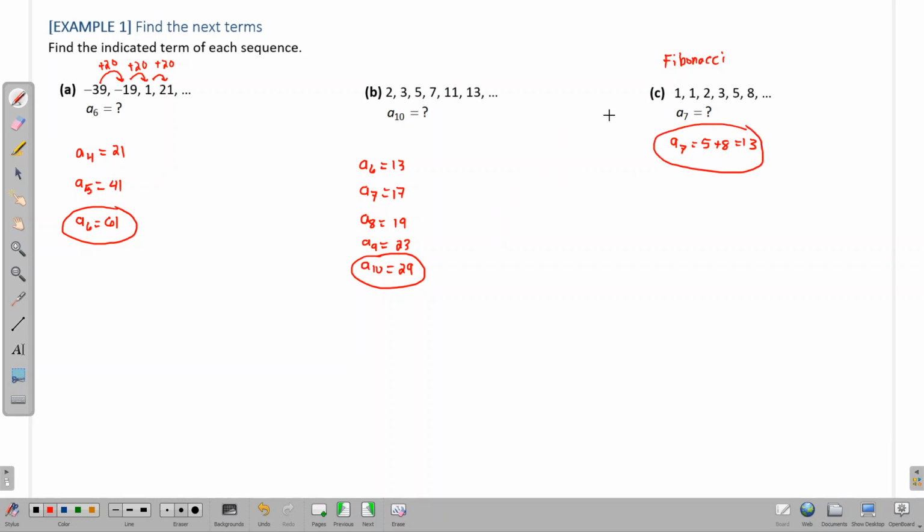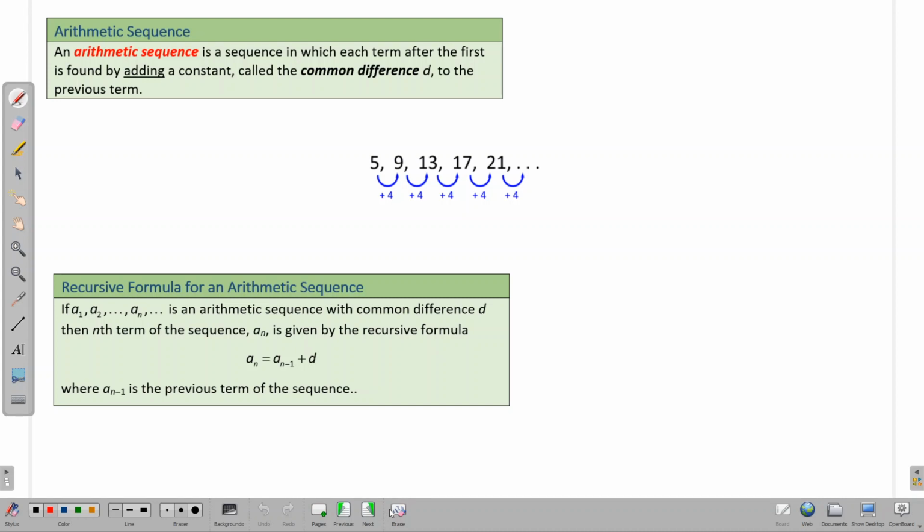Okay, so just 3 more examples of sequences. The kind that we're particularly interested in, though, is this first kind, which is what we call an arithmetic sequence. So an arithmetic sequence is a sequence that is generated by adding a constant to the preceding term to get the next term. That constant that you keep adding we call the common difference.